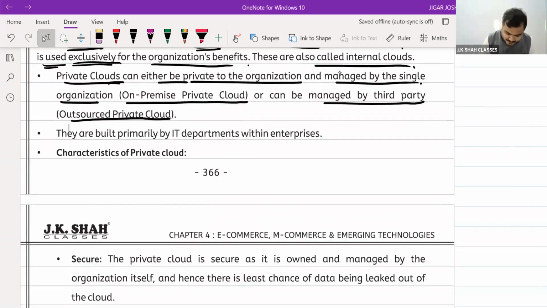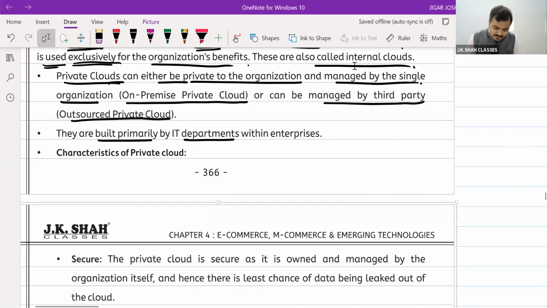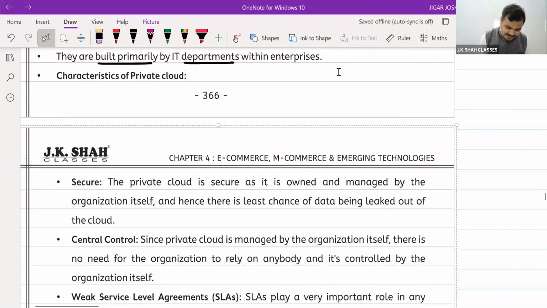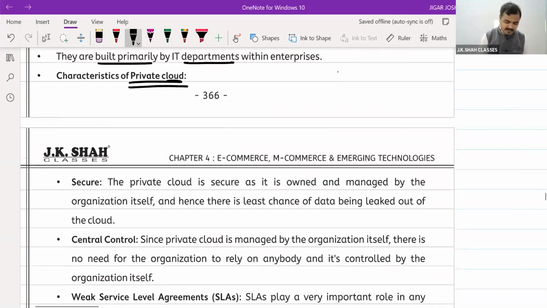Next one. It is built primarily by our own IT department. So obviously, people, do we need to bear the cost of this? Yes, we have to bear the cost. Now, what are the characteristics of private cloud?